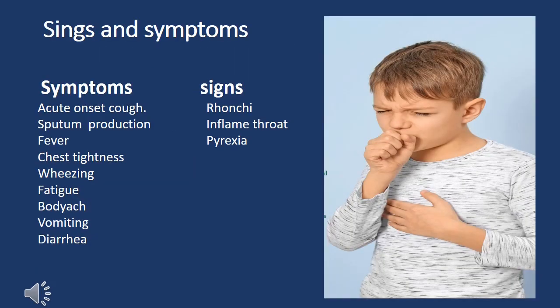Symptoms and signs of acute bronchitis. Symptoms of acute bronchitis often appear suddenly and may include acute onset cough, a persistent cough that develops rapidly and might linger for weeks. Sputum production. The cough may bring up thickened mucus or phlegm.